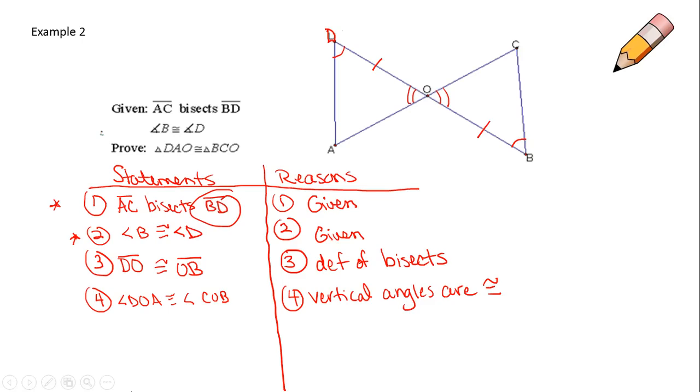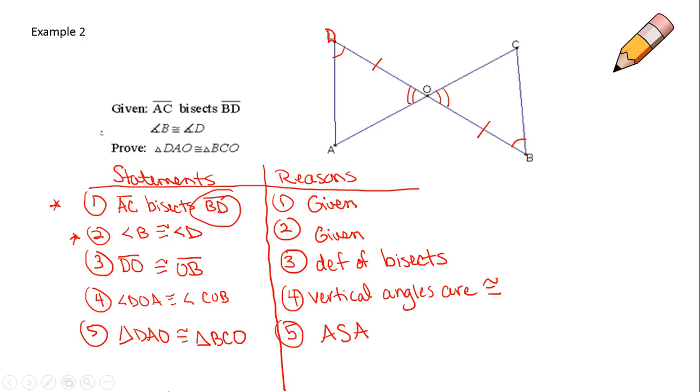All right, so now looking at my picture, do we have congruent triangles yet, or is there more that we need to look for? Well, it looks like we have congruent triangles. What shortcut do we see there? We see angle, side, angle. So because we see that, we know our proof is done. We can say triangle DAO is congruent to triangle BCO because we see angle, side, angle.